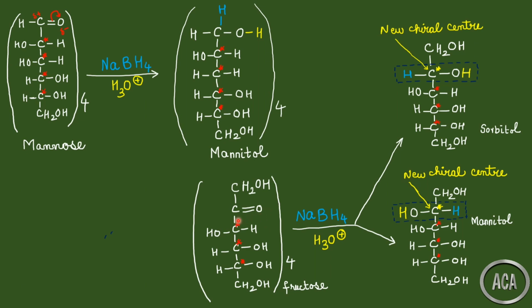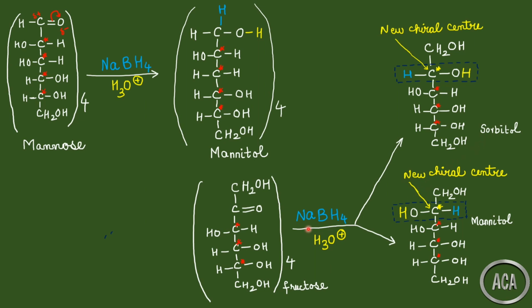So what did I tell you? Suppose the hydride ions are attacking from the left hand side, then what happens? We will get the hydride, that is why I am showing in this color, that is the hydride has attacked from the left hand side and the OH will flip to the right hand side. So what do we get? If the hydride attacks from the left hand side, we will get a sorbitol.